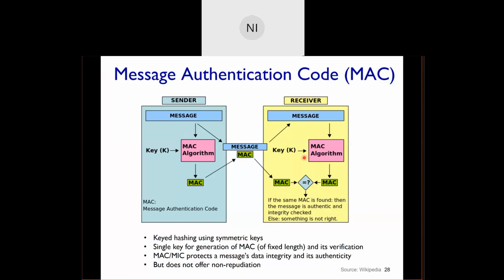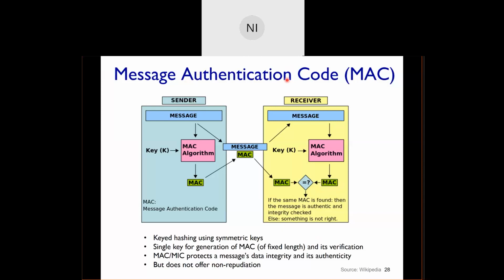At the receiver, because the receiver also has the same secret key, and the MAC algorithm is also well known to the receiver, it recalculates the MAC. If both the MACs match, it tells the receiver two things. One is that the message is not tampered with or modified in between. And also it proves to the receiver that the message has indeed been sent by the sender.